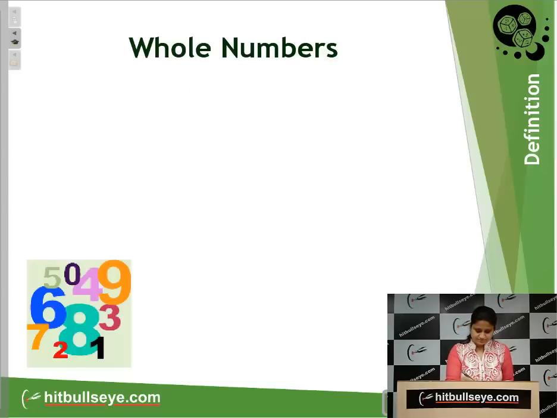Now the next thing, come to whole numbers. Whole numbers are 0, 1, 2, 3, 4 and so on up to infinity. I mean, if we add 0 to the list of natural numbers, we'll be getting whole numbers. So these are all the positive complete numbers including 0. These are known as whole numbers.